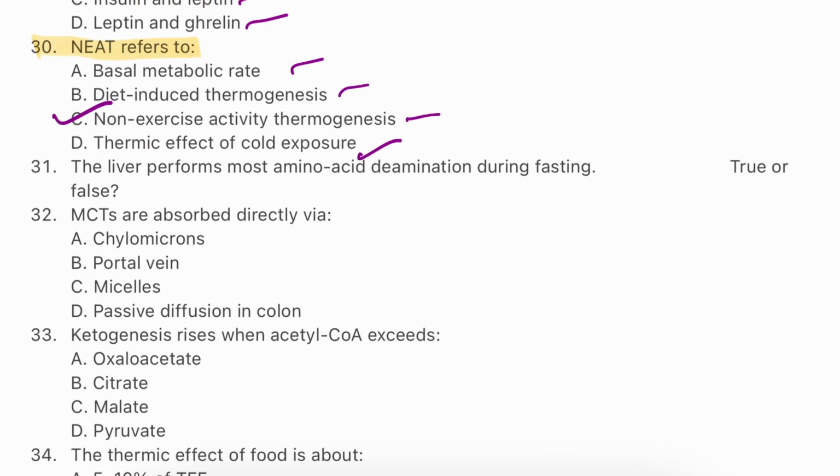Question number 31. The liver performs most amino acid deamination during fasting. This is a true or false question. The answer will be true. The liver dominates amino acid metabolism during fasting for gluconeogenesis.